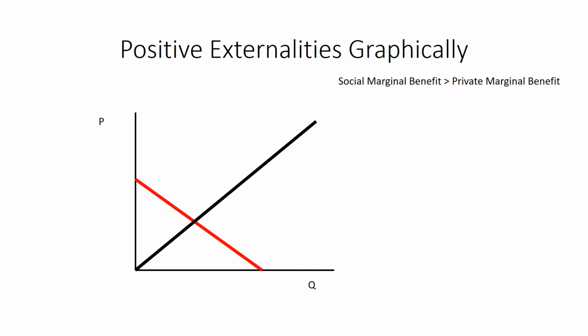So we can think of this demand curve, the red curve on this graph, as the marginal benefit curve, and the black curve being the supply curve or the marginal cost curve. Now in this example, we're not going to touch the marginal cost or supply curve at all. We're only going to affect the red curve, the demand curve, and the marginal benefit curve.